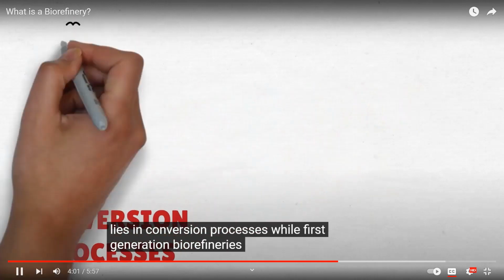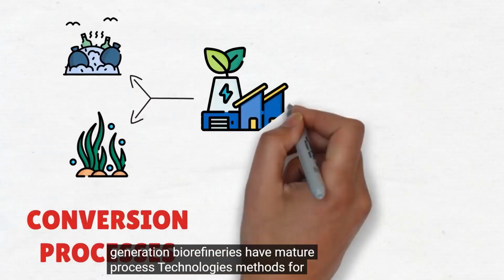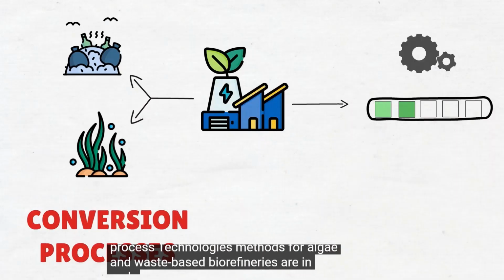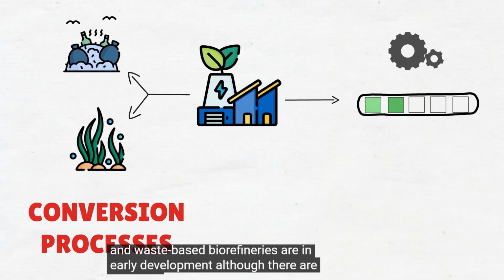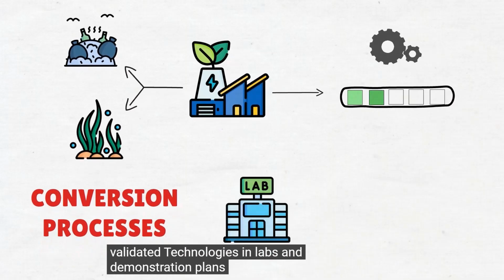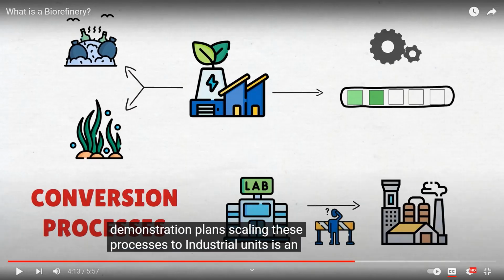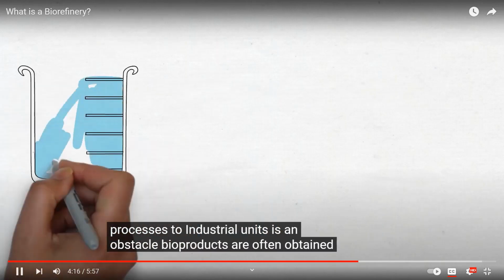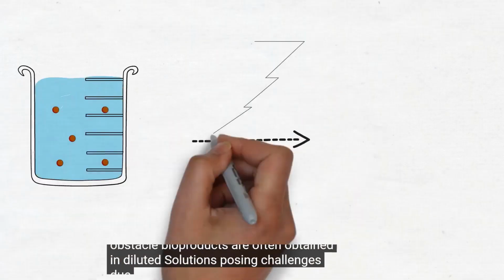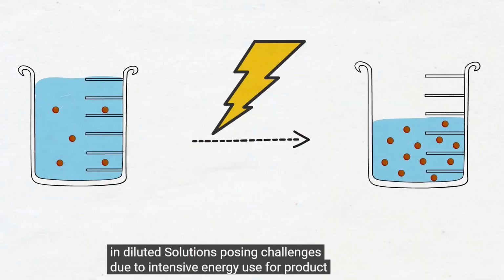First-generation biorefineries have mature process technologies, while methods for algae and waste-based biorefineries are in early development. Although there are validated technologies in labs and demonstration plants, scaling these processes to industrial units is an obstacle. So we can do the biorefinery at lab scale, but implementing it in an industrial plant is difficult. Bioproducts are often obtained in diluted solutions, posing challenges due to intensive energy use for product concentration.